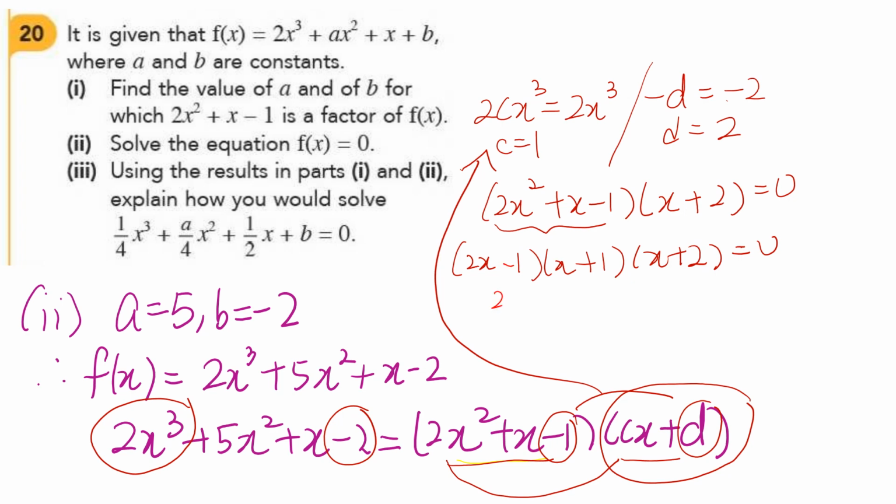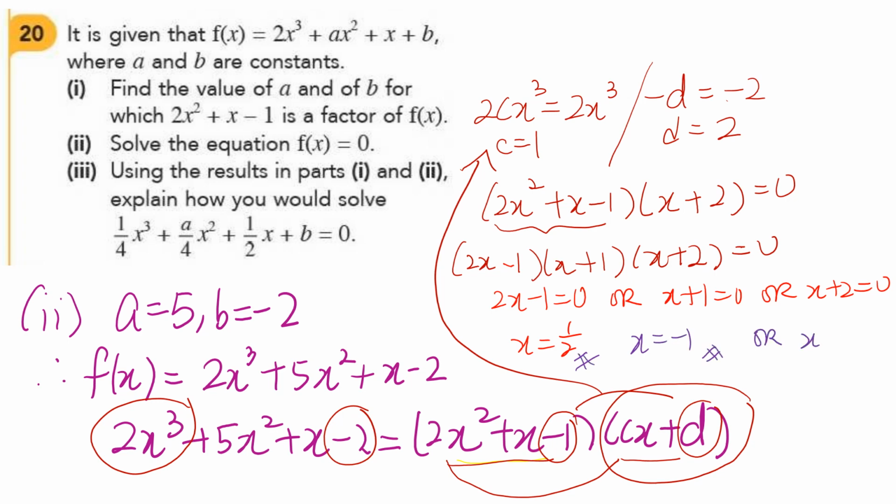Okay, so therefore 2x minus 1 is equal to 0, or x plus 1 equals to 0, or x plus 2 equals to 0. So therefore x is equal to half, one answer, or x equals to negative 1, second answer, or the third answer is x equals to negative 2. Okay, so that's how you do 20 part 2.